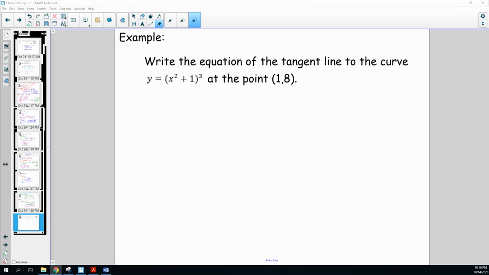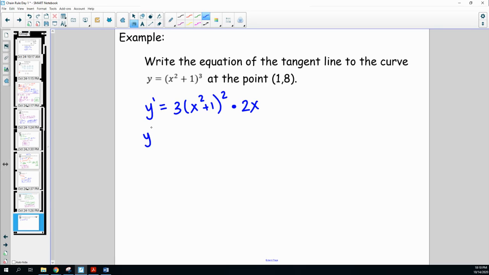For this last problem, we're going to look at another equation of the tangent line. So here we have a function y equals x squared plus 1 to the third at the point 1, 8. So again, first thing we need to do is find the derivative. So we're going to do y prime equals. I'm going to use the power rule with the chain rule. So I'm going to bring the 3 down, and then I have x squared plus 1 to the second power times the derivative of what's inside, so times 2x.